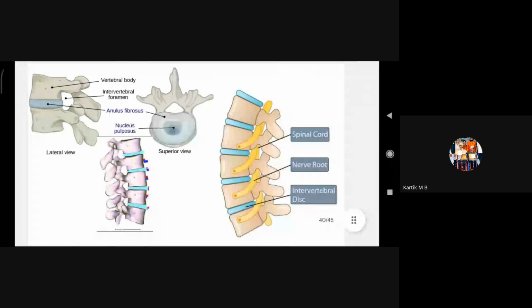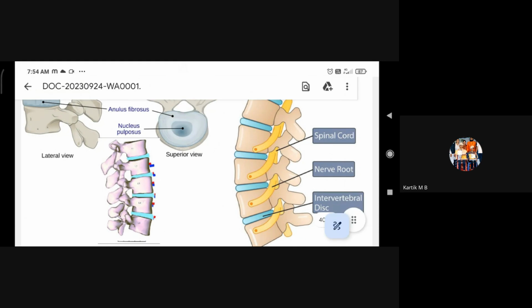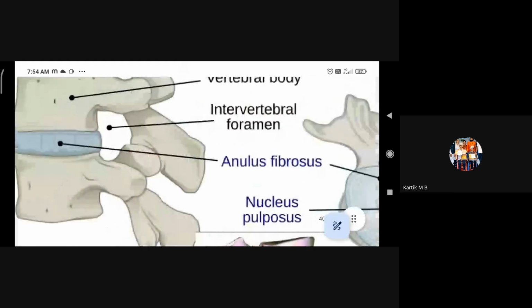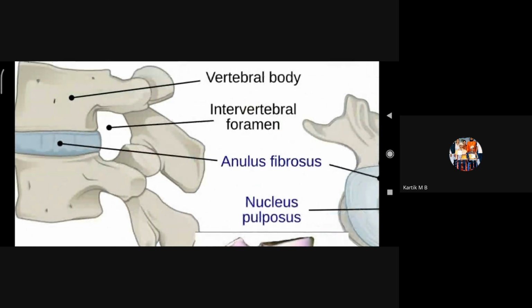Now here you can see the detailed structure. The vertebral body, intervertebral foramen. In this picture you can see here, this is the intervertebral foramen, a hole in the vertebral column. In between two vertebral bodies, you can see the intervertebral foramen is present.